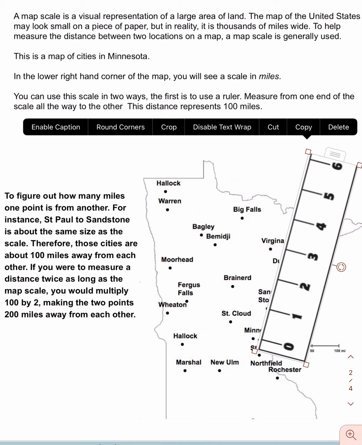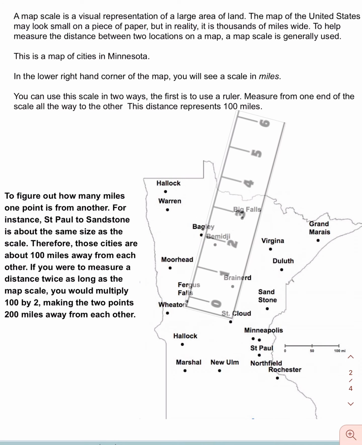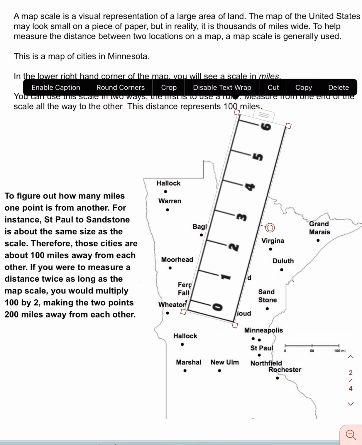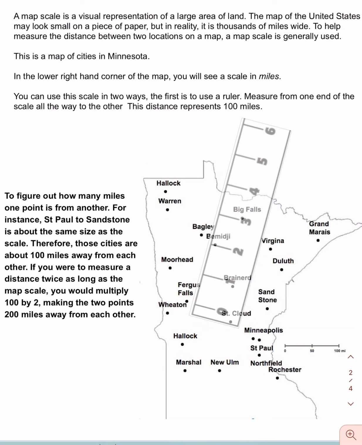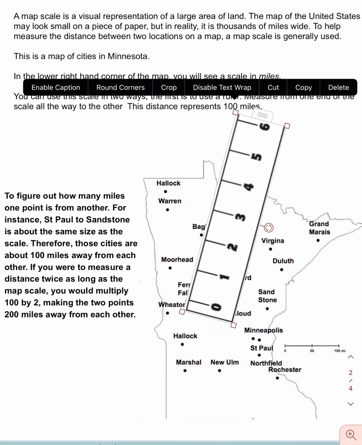If you were to measure a distance twice as long as the map scale, say Fergus Falls to Bagley, Minnesota, you would multiply 100 by 2, making the 2 points 200 miles away from each other. Again, that means Fergus Falls is 200 miles away from Bagley, Minnesota.